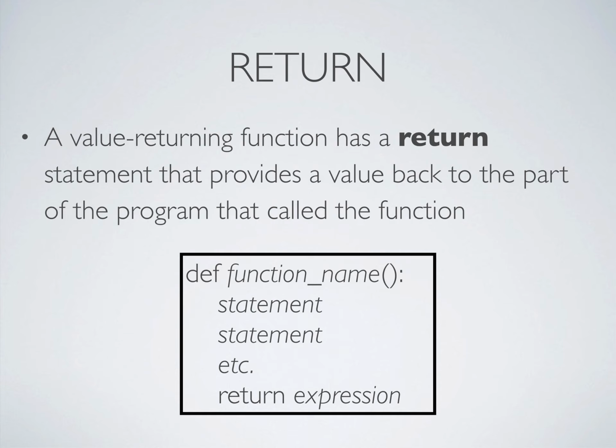So a value returning function has a return statement. If a function has a return statement, it is a value returning function. Literally the only difference between a function definition that defines a function that is void or value returning is this return statement. So what this return statement does, this says, hey, return this value back to the program wherever the function call is. So it provides a value back to the part of the program that calls the function.